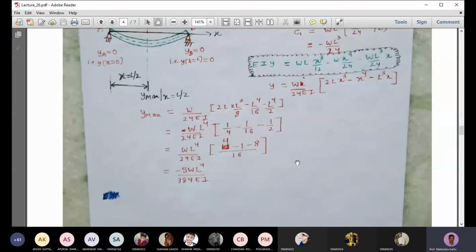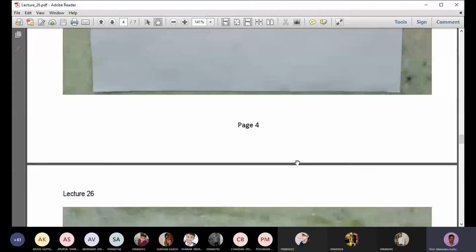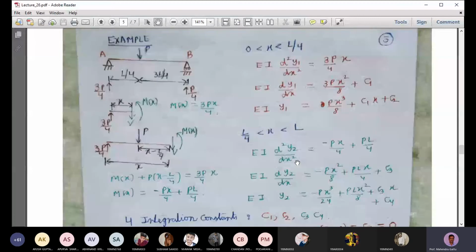Okay, so this is a simple example, and we will go to another example where we have a simply supported beam subjected to a point load P. The point load is acting at a distance of L by 4 from the left edge, so it will be 3L by 4 from the right edge. The main thing about this problem is that between A and C, the point of application, there will be one bending moment M1 of x, and between C and B there will be a different bending moment M2 of x.